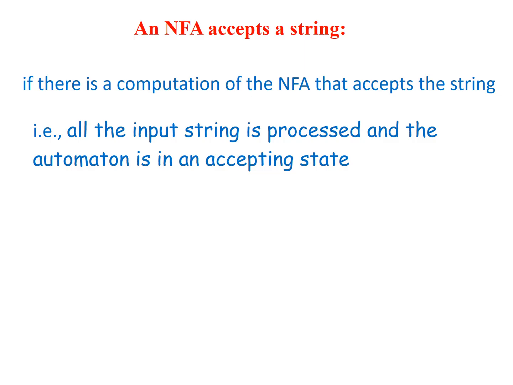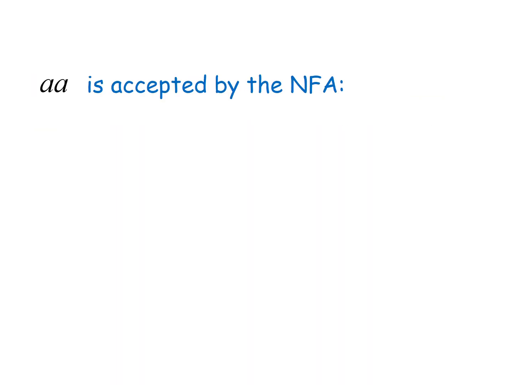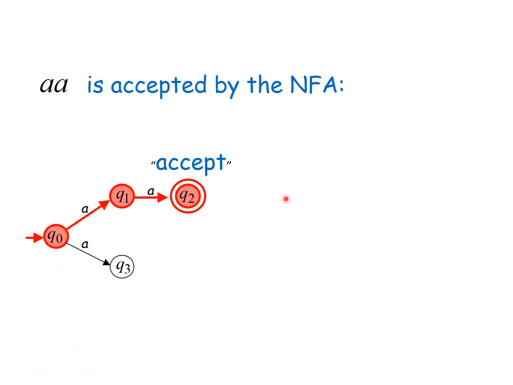The overall conclusion is that if there is a computation of the NFA that accepts the string, that means all the input string is processed and the automaton is in an accepting state, then you can say accepting. Take one example: AA is accepted by the NFA. Yes, absolutely, as we have seen in the previous slide. Since there are two A's in the input buffer, all the A's are processed and it reaches the final state, then you can say accepted.